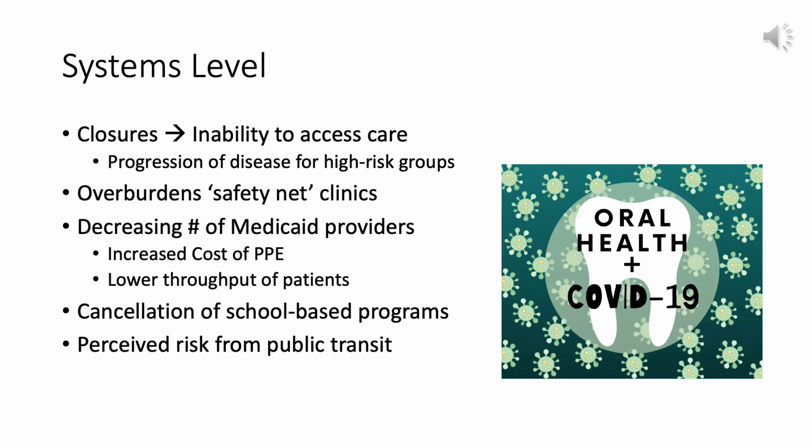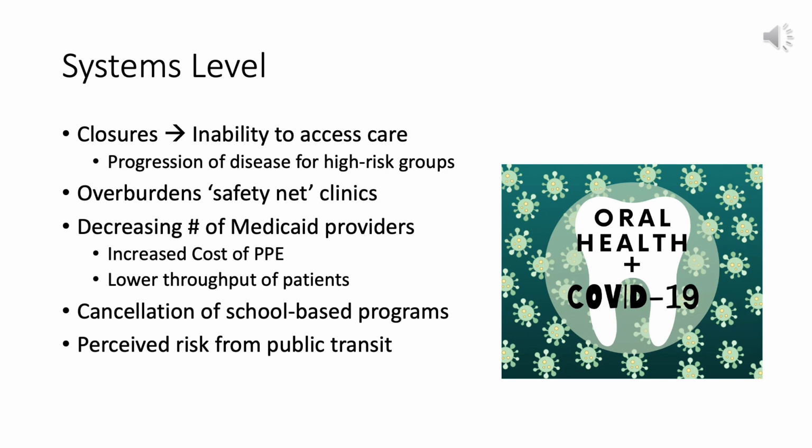I think other priorities have emerged. We also found that because volumes are slightly lower, there are actually fewer opportunities or appointments to fill. So this is creating a challenge, and we've seen the number of people in our area who are willing to accept Medicaid decline in total numbers, as well as the percentage of children seen under Medicaid decline. So this is overburdening certain safety net clinics, and this change in the number of Medicaid providers is described in the literature that's coming out as increased cost of PPE and the inability to have the same number of patients seen, so a lower throughput of patients.